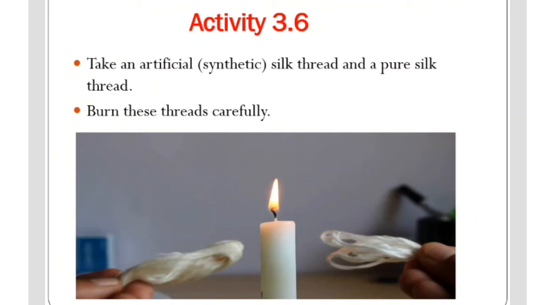Next, activity 3.6. Take an artificial silk thread and pure silk thread. Burn these threads carefully. You can observe the smell of burning of thread of pure silk and wool is like the smell of burning of hair. While burning of artificial silk thread, the smell is similar to burning of plastic. Okay?